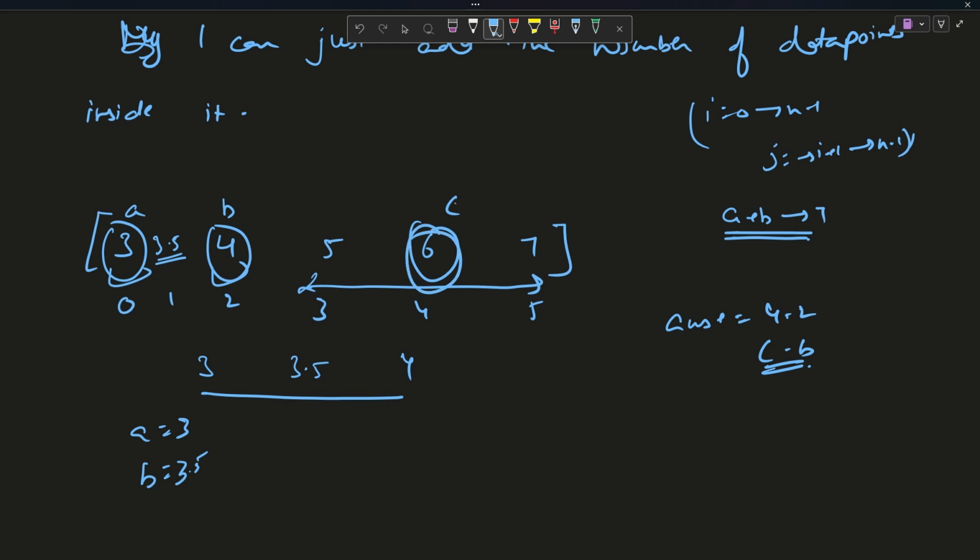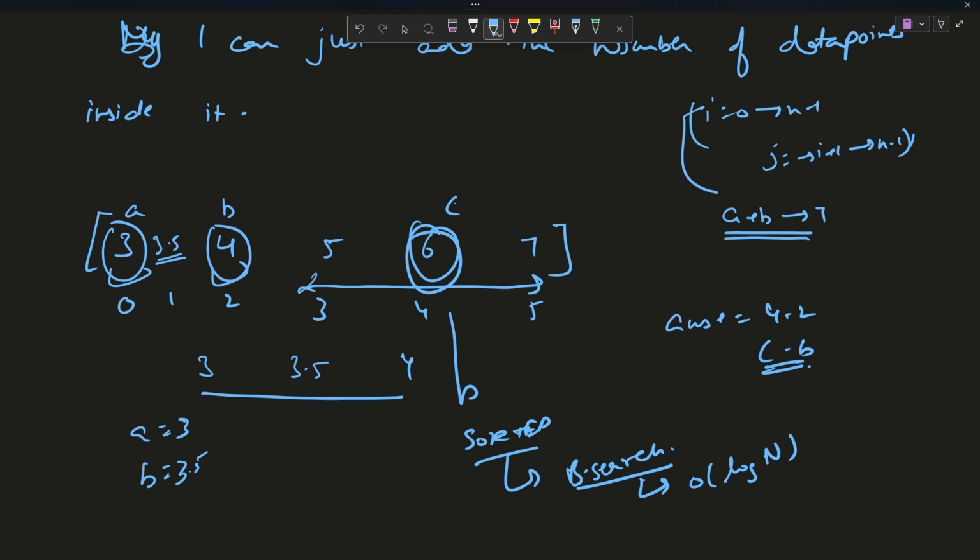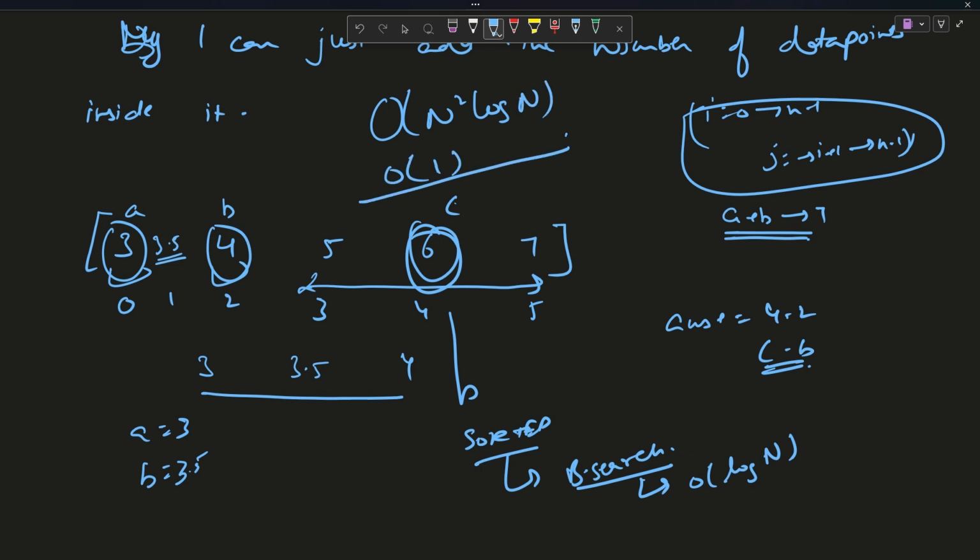How to find this C? Because the array is sorted, you can use a binary search, which will give me a complexity of log n. And because I was using n square before, my total time complexity becomes O of n square log n, and my space becomes O of 1.